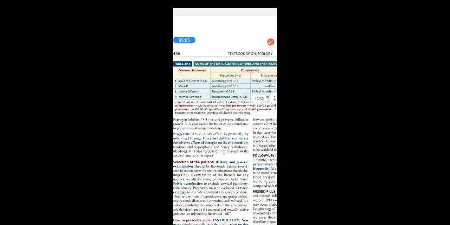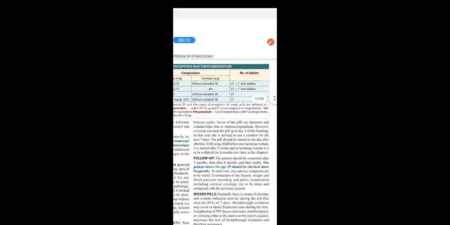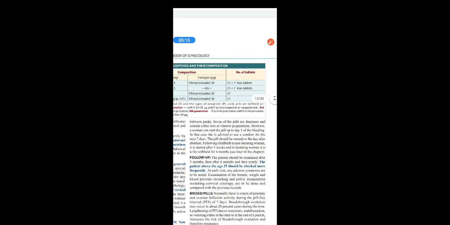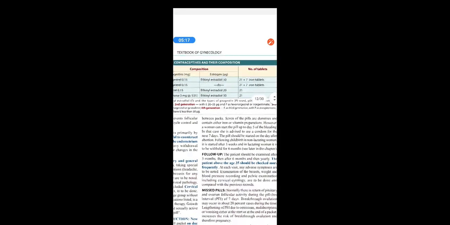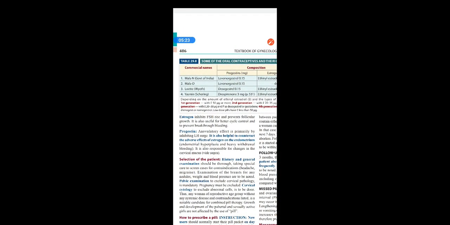And third generation, with EE 20 to 30, that is estrogen 20 to 30 microgram, and progestin as desogestrel or gestodene. And fourth generation means when the estrogen is used as in third generation along with the progestin as drospirenone, dienogest or nomegestrol. Low dose pills have estrogen less than 50 micrograms. So these are the commonly used oral contraceptive pills which are available in India.